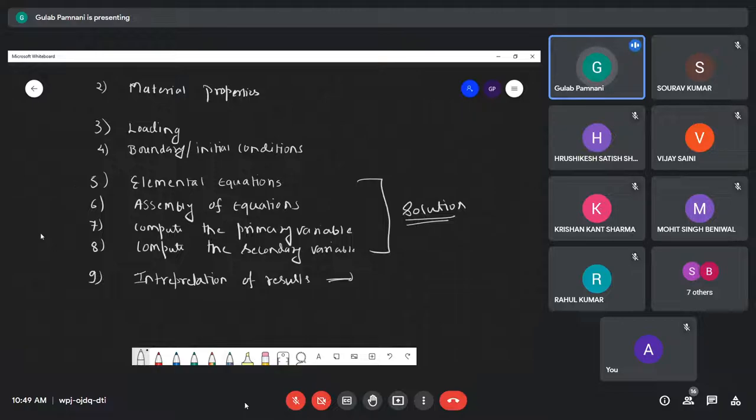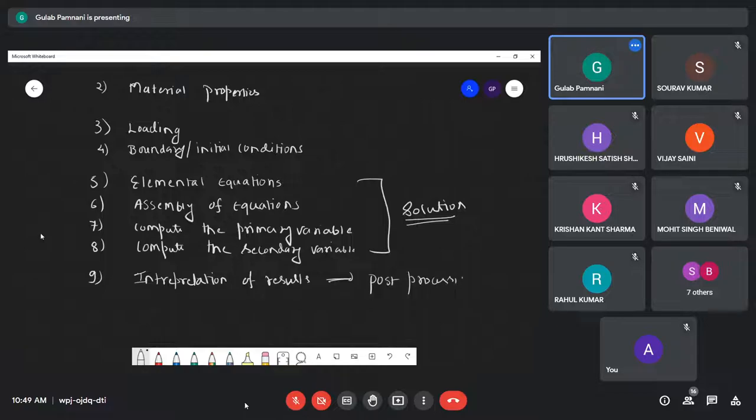Now interpretation of results means you will interpret the variation of stress and strain, or the plot that you get. You will analyze and find out whether it is a good result or a bad result, or whether it is satisfying our criteria or not, whatever it is. So this is called post processing.